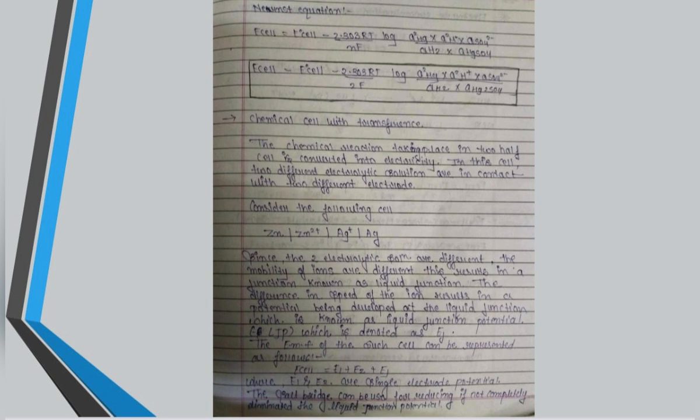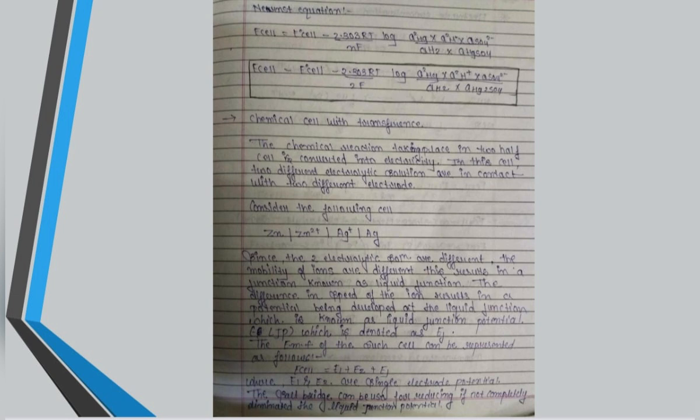Now we're going to the next part, and that is chemical cell with transference. Here the chemical reaction taking place in the two half cells is converted into electricity. In this cell, two different electrolytic solutions are in contact with the two different electrodes. I hope you understood the difference, my dear friends. In the previous case, we had a common electrolyte, and that was H2SO4. Now in this case, we have two different electrolytes.